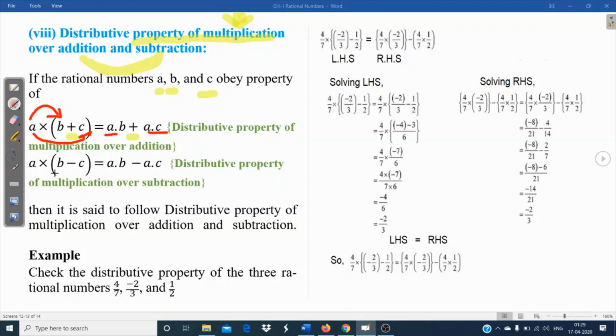So this is called the distributive property of multiplication over what? Addition. Similarly, the distributive property of multiplication over subtraction. First we multiply a by b, ab, then the negative sign, then a multiplied by c, ac. So your LHS will be the same as your RHS. Now we will prove this with the help of an example. We have taken three different rational numbers.